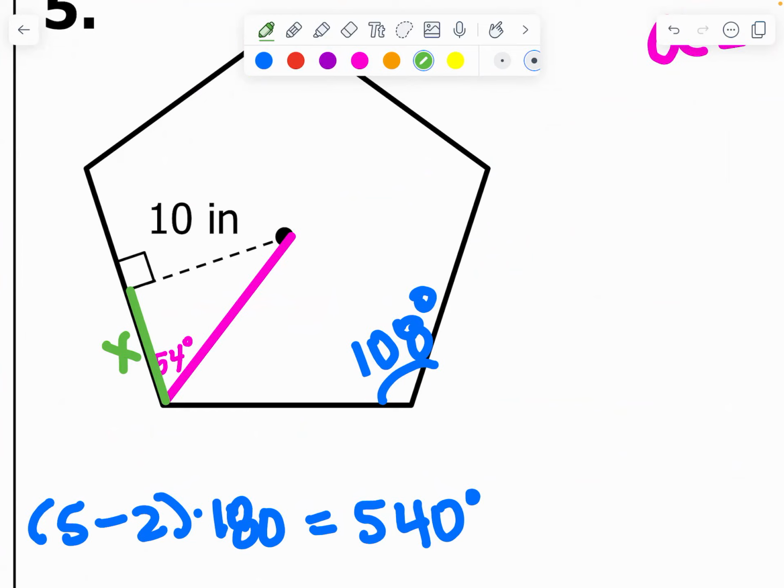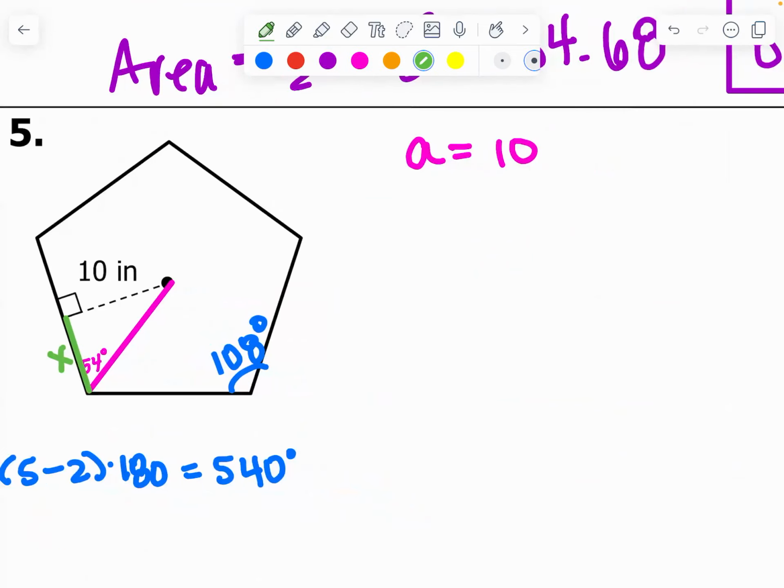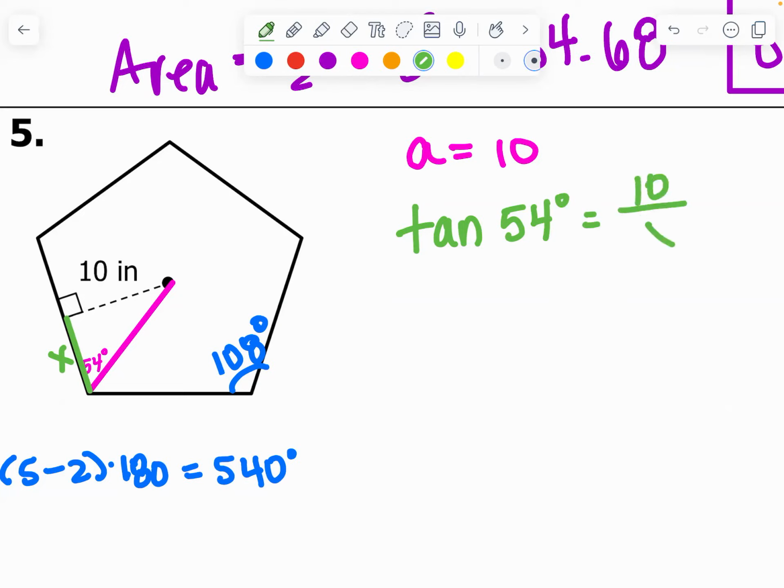Which one is going to help us? Tangent's going to help us. So we're going to say that the tangent of 54 is opposite over adjacent. Is it tangent 54 times 10? Nope. Yes. What tangent is it? I put the line above the 10. No. No.